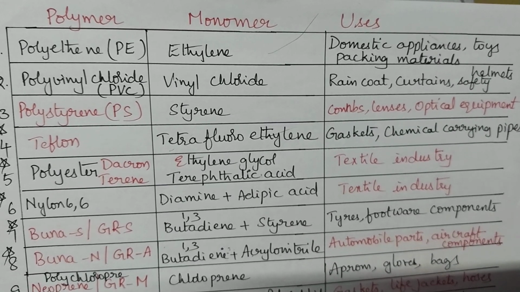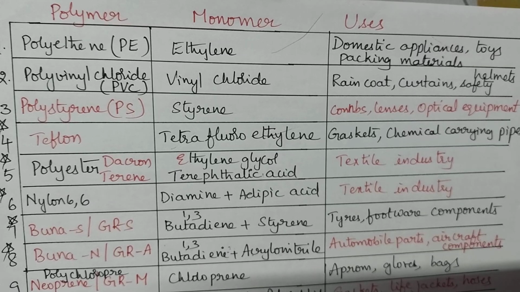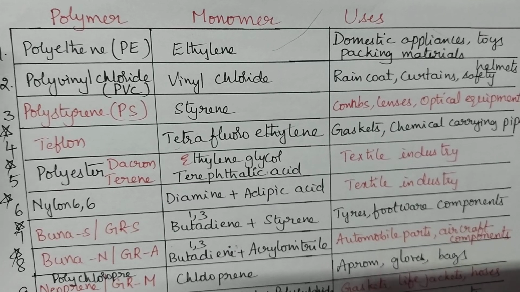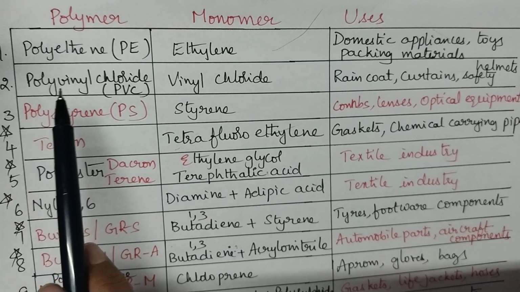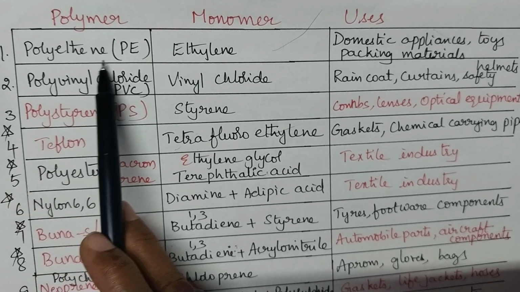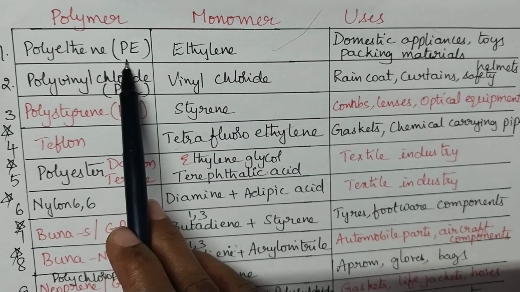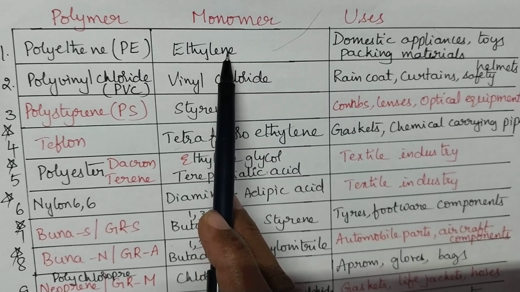Finally, we will discuss about the monomer, what type of monomers are used in the polymer, and what are the uses of the polymers. And the first polymer is polythene. It is obtained from ethylene. So what is the monomer present in polythene? Ethylene. And what are the uses?